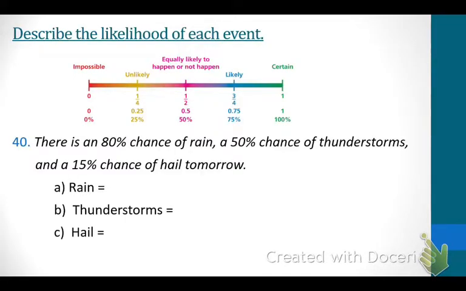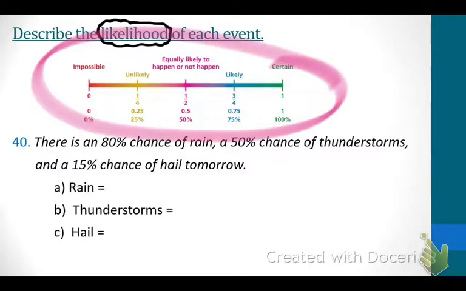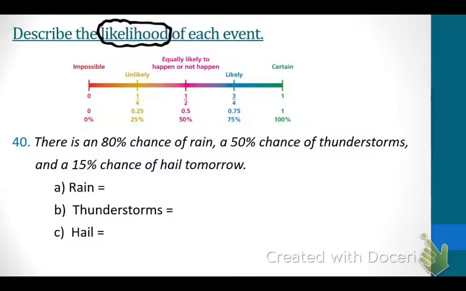Moving on. Describe the likelihood of the event. I want you to take your pencil or your red pen and just put a little cloud around that word, likelihood. So this is one of those little charts that you just want to kind of have memorized in your head of what each of those percentages mean. This is what number 40 says. There is an 80% chance of rain, a 50% chance of thunderstorms, and a 15% chance of hail tomorrow.